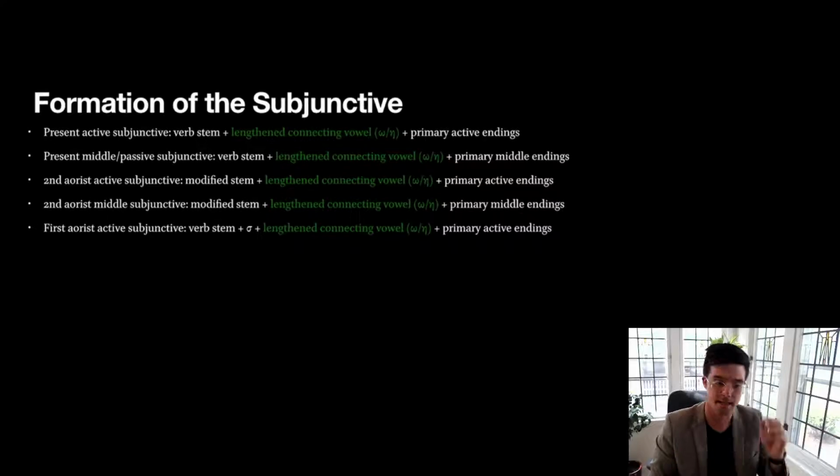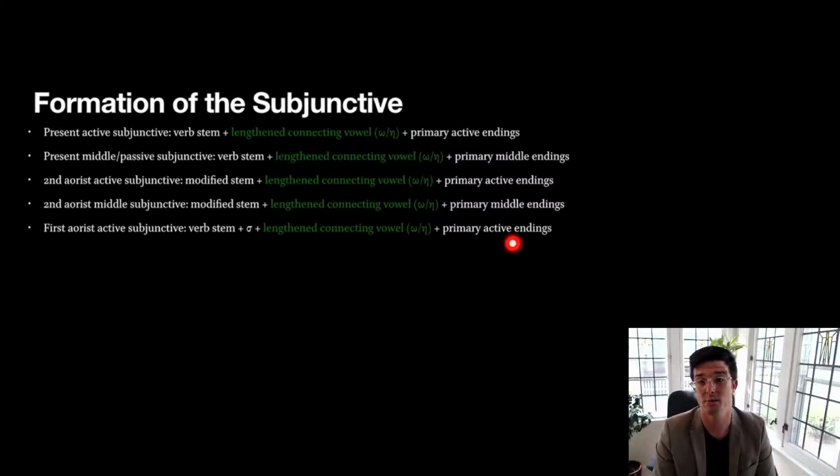For the first aorist, we get a little bit more changes and we get something that's a bit more recognizable and consistent. Because remember, a modified stem is going to look different depending on the verb. For the first aorist active subjunctive, we're going to get this sigma that is a sign to the aorist. And notice it's not a sigma alpha as it is in the indicative. It's just a sigma with those primary active endings.